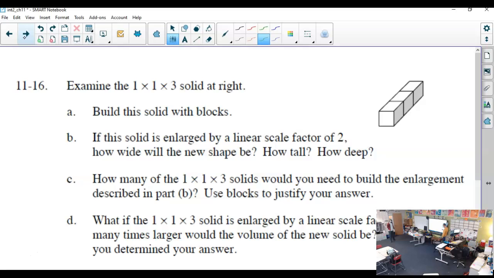So if this solid made of blocks is a 1 by 1 by 3, what would we call the volume? 3. So the original volume is 3. If we scale factor it by 2, what's the new volume going to become? Then it's 12. No. 8 times 3, 24. It's 24.